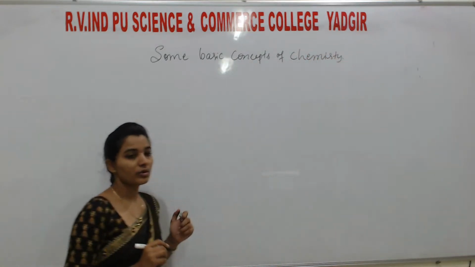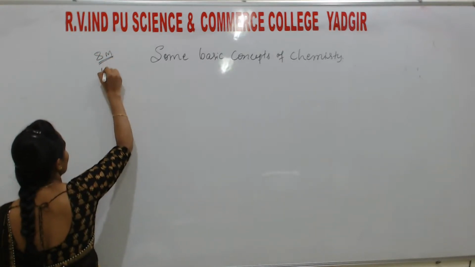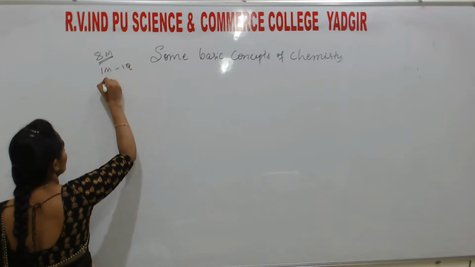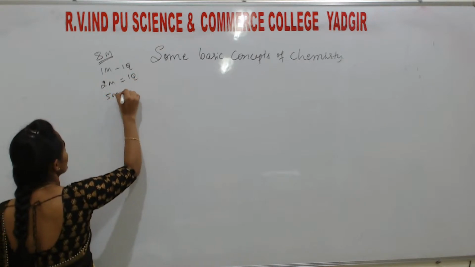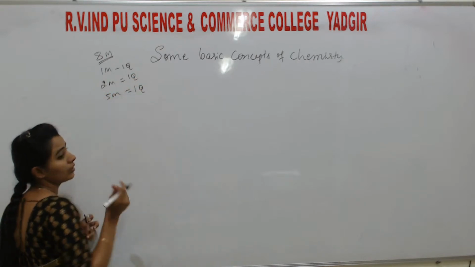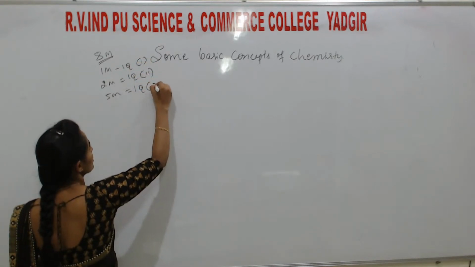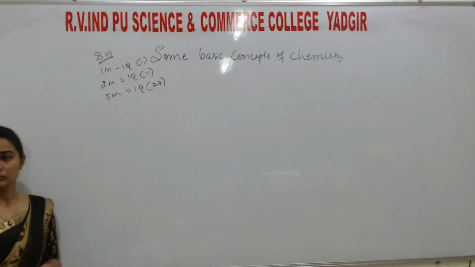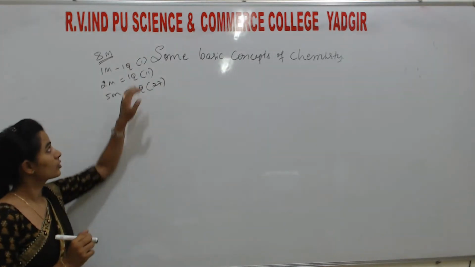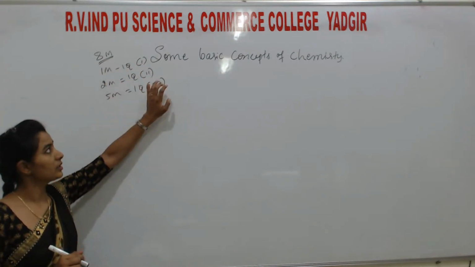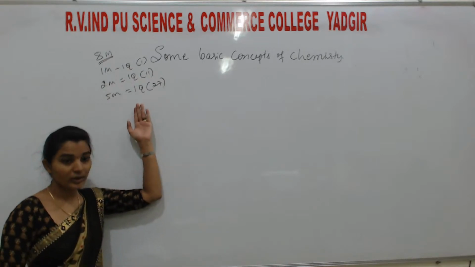Okay, so students, this chapter carries 8 marks. 1 mark 1 question, 2 marks 1 question, and 5 marks 1 question. So the 1 mark question is question number 1, this is question number 11, this is question number 27. Understand? In the question paper I am telling. Question number 1 is from some basic concepts of chemistry. Question number 11 and question number 27. This is the 5 marks question. It is 3 plus 2.